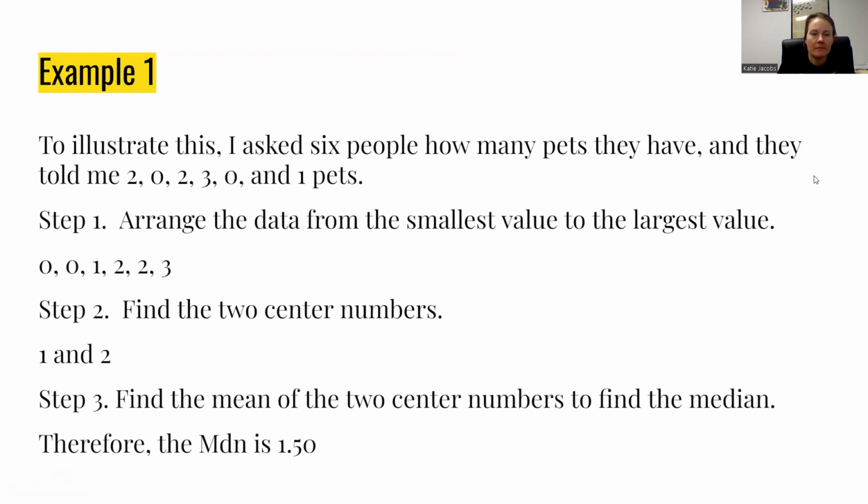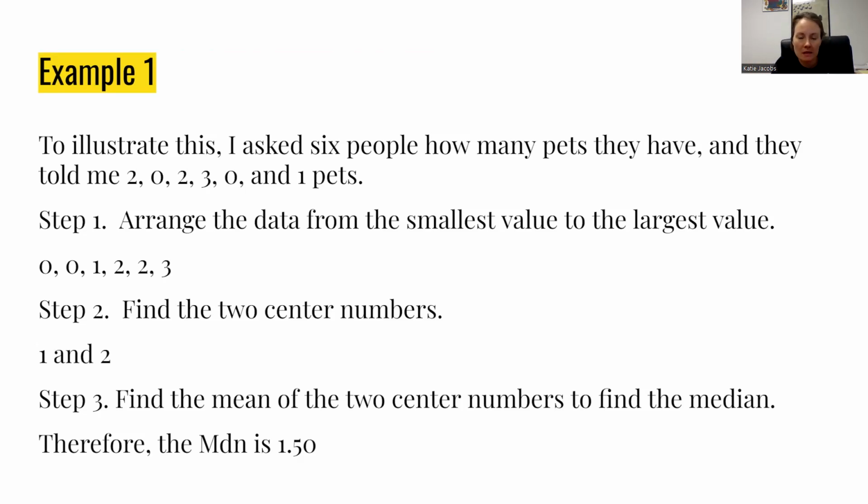Okay, so to illustrate this, I asked 6 people how many pets they have, and they told me 2, 0, 2, 3, 0, and 1 pets. So our first step is we're going to arrange the data set from the smallest value to the largest value. You see here I have 0, 0, 1, 2, 2, 3. Notice that the values that have multiple frequencies, I still place them as their own. So we see that 0 is represented twice and 2 is represented twice.